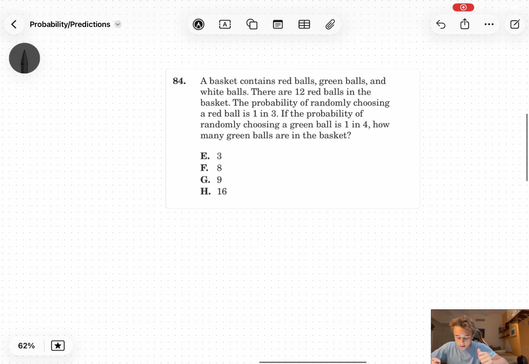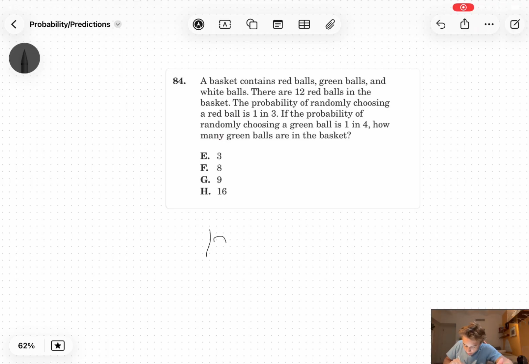The next problem. A basket contains red balls, green balls, and white balls. There are 12 red balls in the basket. The probability of randomly choosing a red ball is 1 in 3. If the probability of randomly choosing a green ball is 1 in 4, how many green balls are in the basket? Well, in this problem, we're given a lot less information, so we actually have to figure out some more stuff before we can just right away plug in our equation for probability.